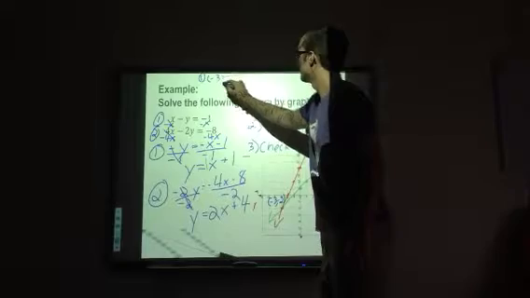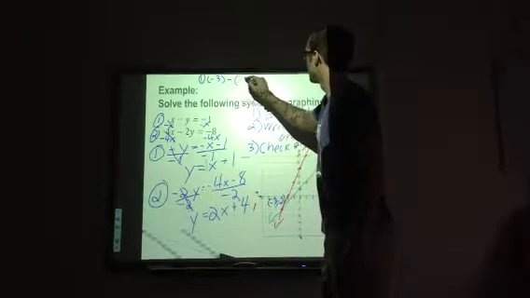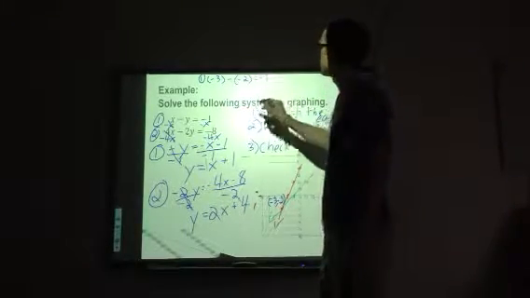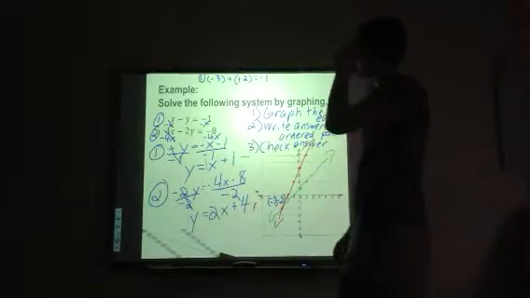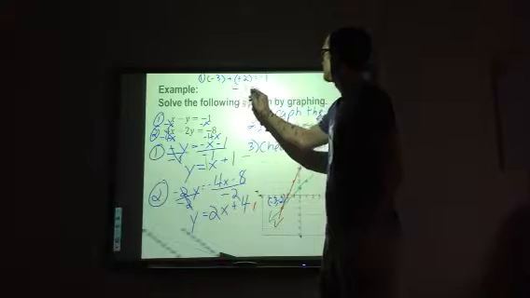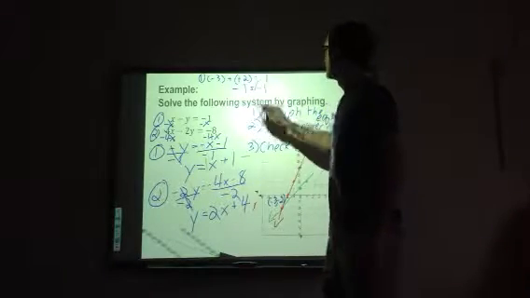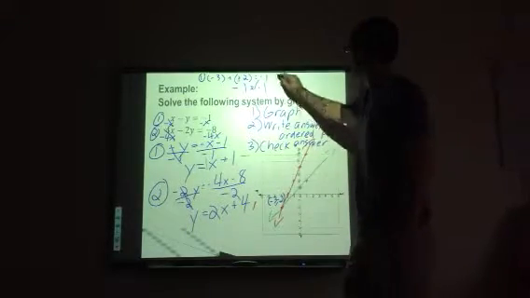Negative 3 minus a negative 2 equals negative 1. Subtracting negative is the same thing as adding a positive. So negative 3 plus 2 would be negative 1 equals negative 1. Alright, so equation 1 is good. Let's look at equation 2.